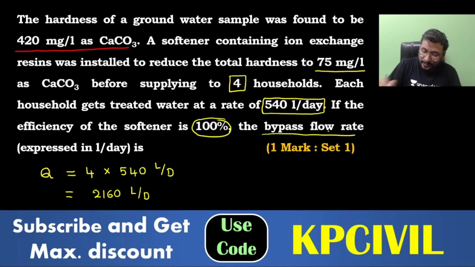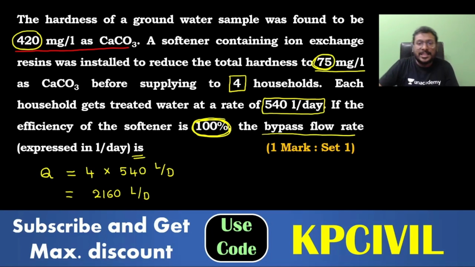Bypass flow rate is a very typical question. Your analytical and reasoning thinking is tested by this question. Be careful, read the question properly. Efficiency is given 100%. 420 mg per liter of CaCO3 reduced to 75. If efficiency is 100%, 420 must be reduced to 0.